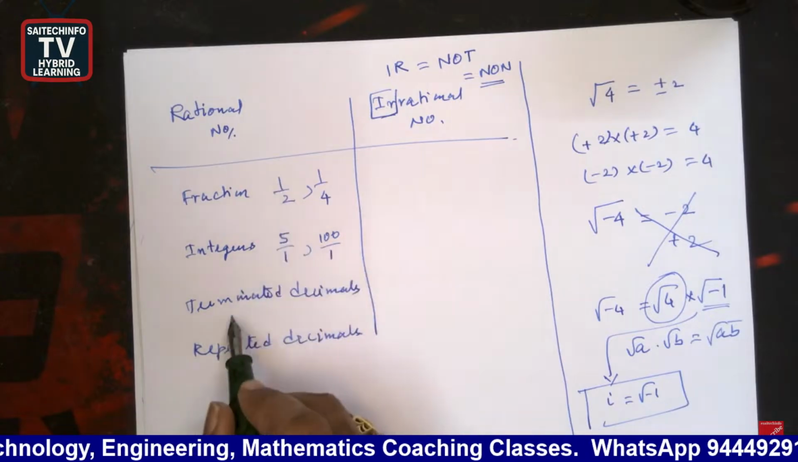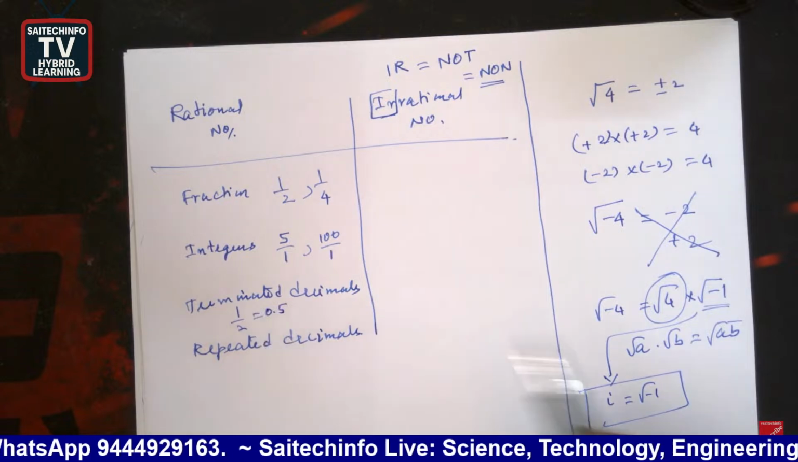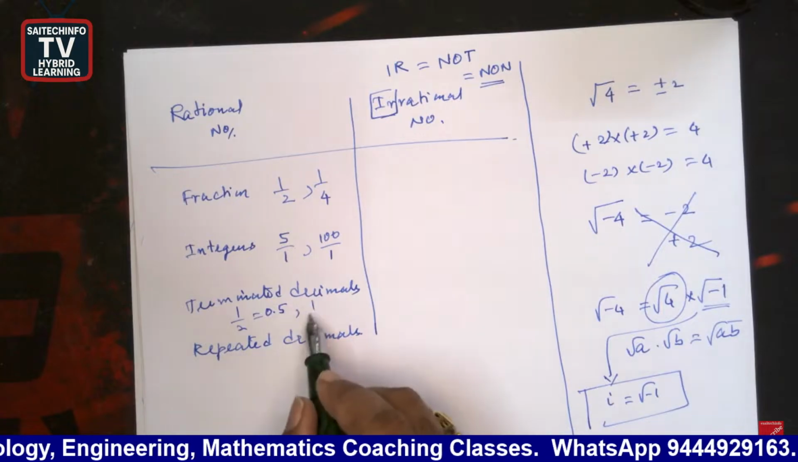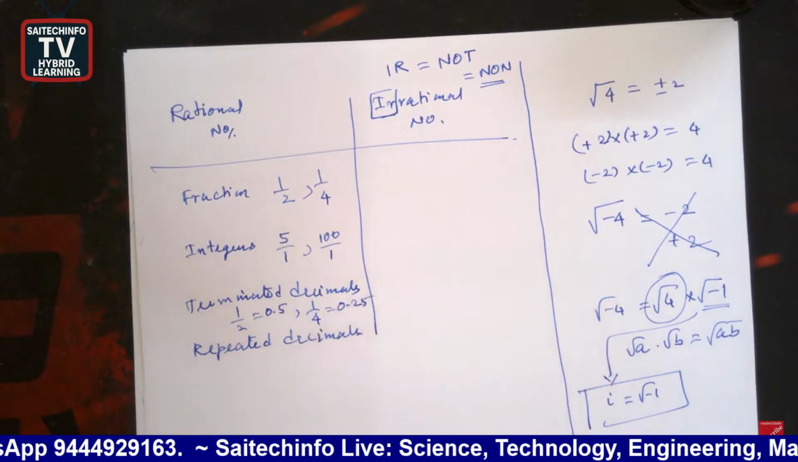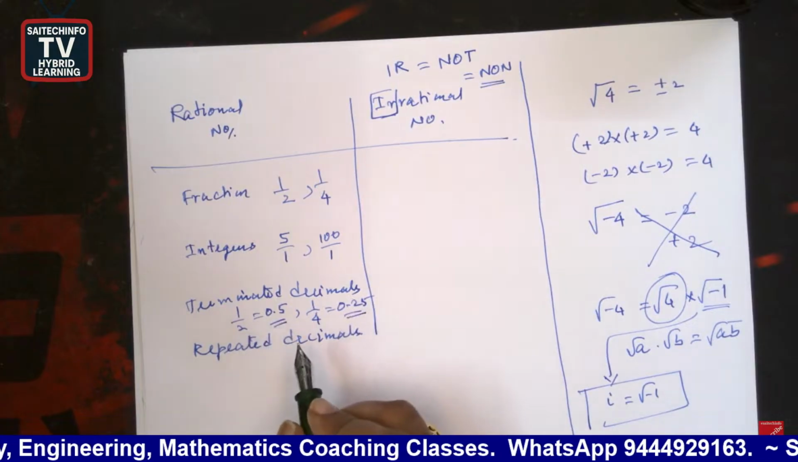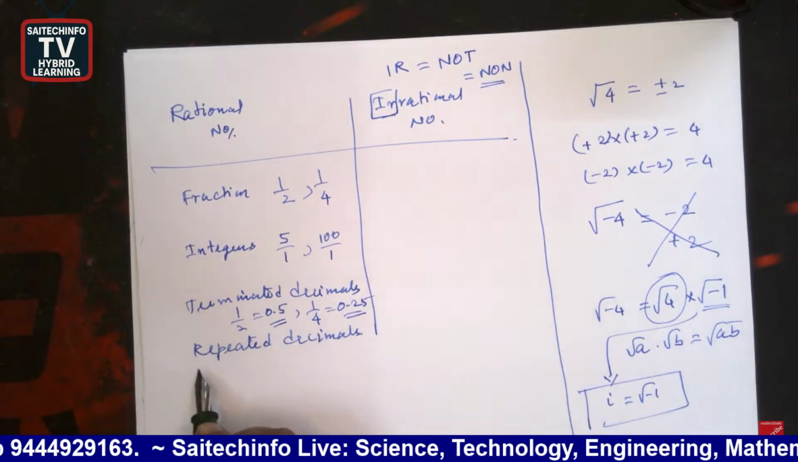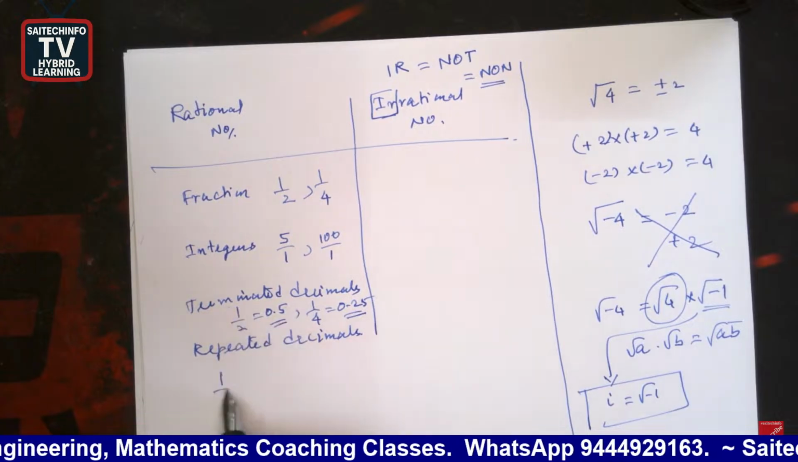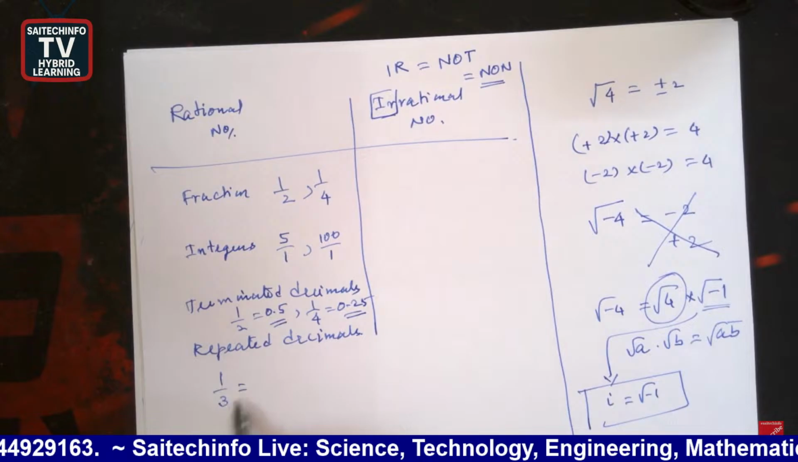How? Let me take this 1 by 2. What is the value of 1 by 2? 0.5. That is terminated. It is not continuing. Are you able to follow? And rational number, for example, 1 by 4. What is that? 0.25. It is finished. It is terminated decimal. 0.5 is terminated. Terminated means what? End. There is an end for this. 0.5, that's all. And non-terminated, that is repeated, recurring decimals are there. For example, let me take 1 by 3. When you divide 1 by 3, what will happen?